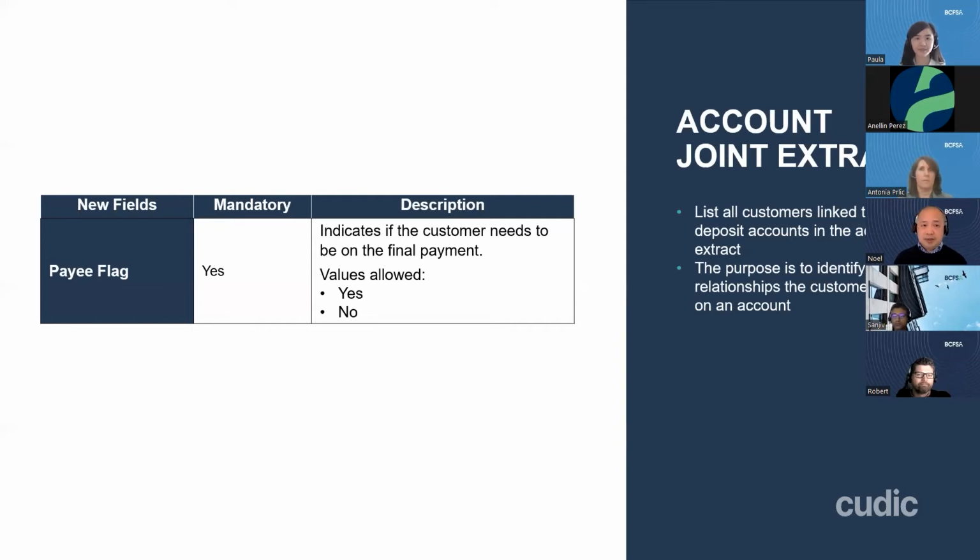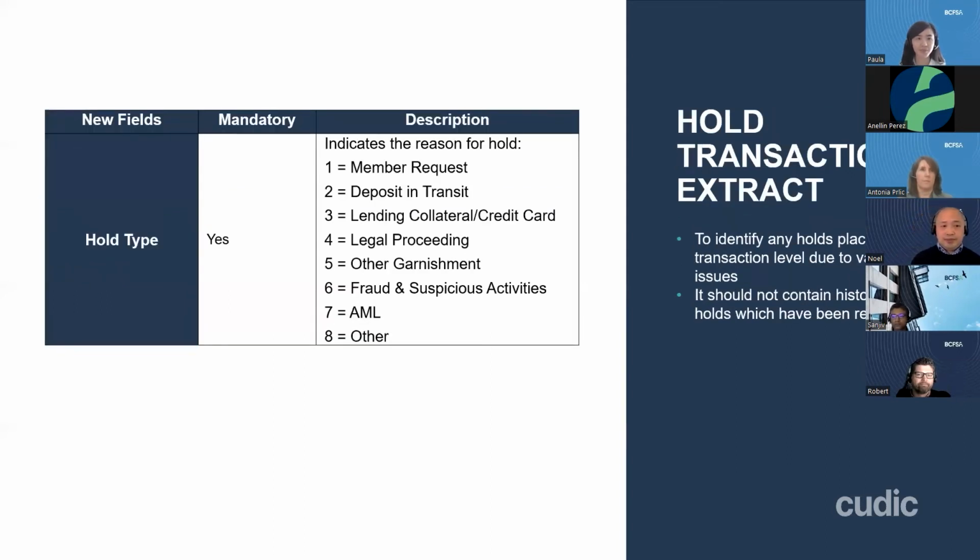Thank you, Noel. Next slide, please. We are now on the hold transactions extract section. This extract is being used to identify any holds placed within the accounts, and it should not contain any historical holds that have been released. QDIC has analyzed the submissions of various credit unions to create the list of reasons for a hold. In the event of payout, these categories will be helpful to determine the standardized due diligence needed to resolve the hold and release the account.